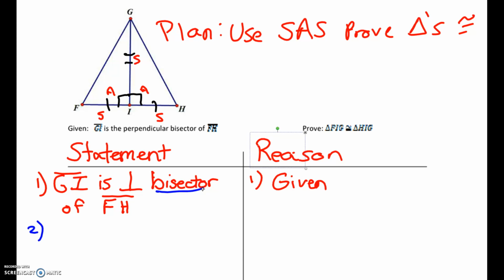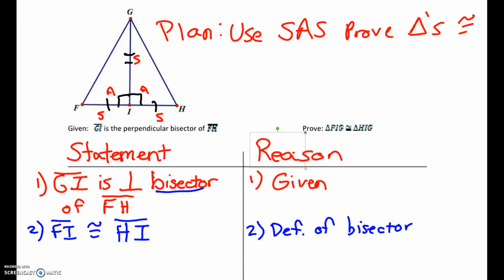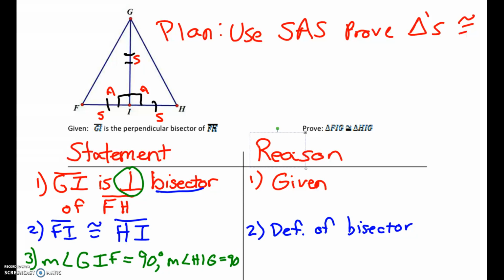Well, the word bisector tells me that segment FI would be congruent to segment HI, because that's what bisectors do. They divide things into two equal pieces by the definition of bisector. And then the fact that it's 90 degrees tells me that the measure of angle GIF equals 90 degrees. And for that matter, the measure of angle HIG also equals 90 degrees by the definition of perpendicular. So do you see how we are able to take that vocab word and tear it into two pieces of information? Things are congruent and angles are equal to 90 degrees.